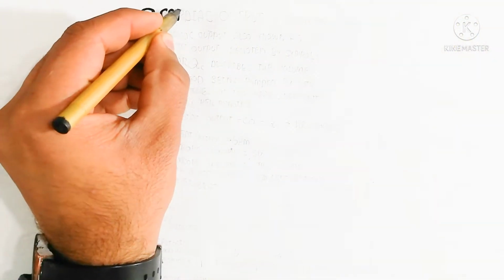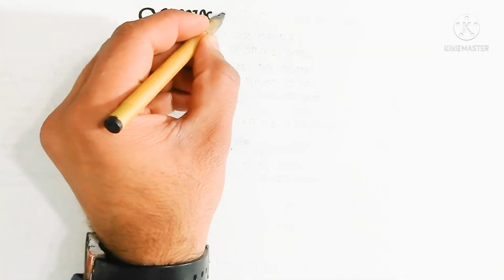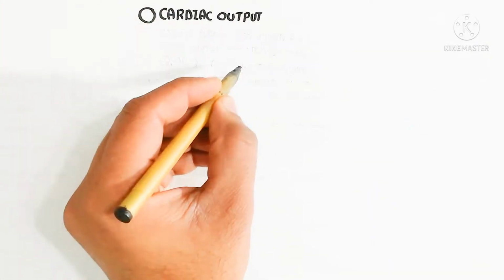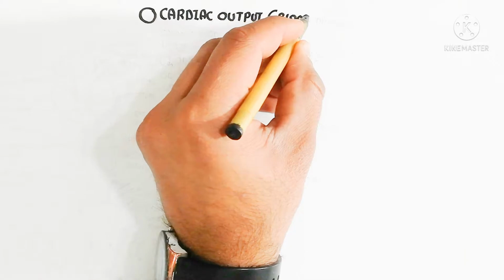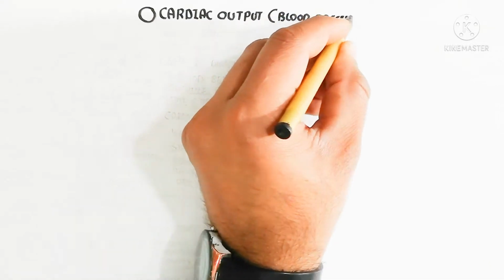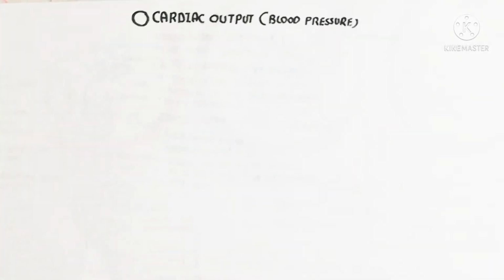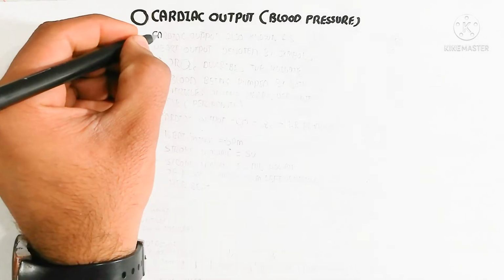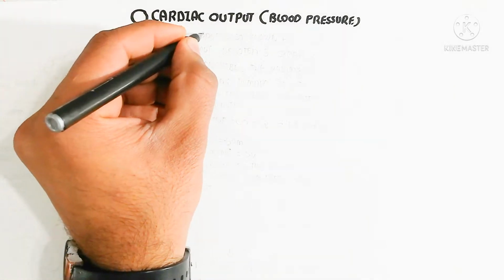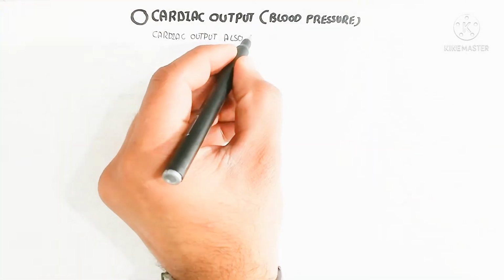Hello, in this video we will discuss an important lesson about the physiology of the cardiac output. The cardiac output is related to the blood pressure. We will also understand the blood pressure and the nervous system innervation of the heart.